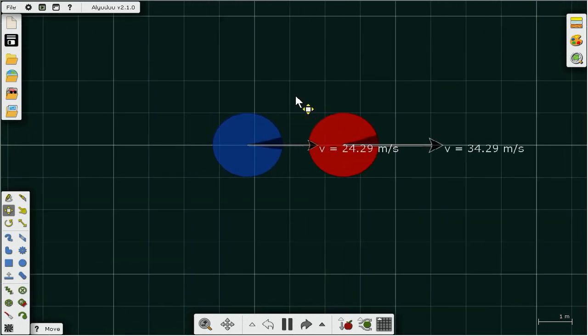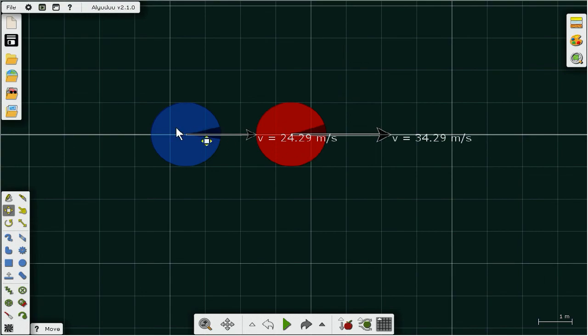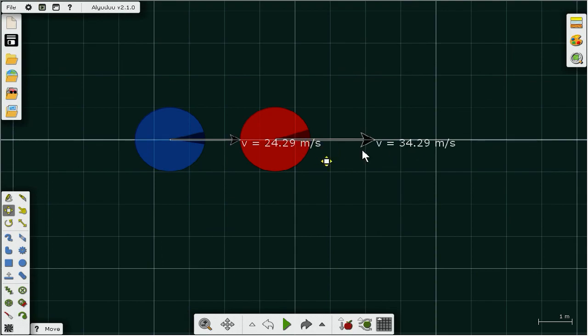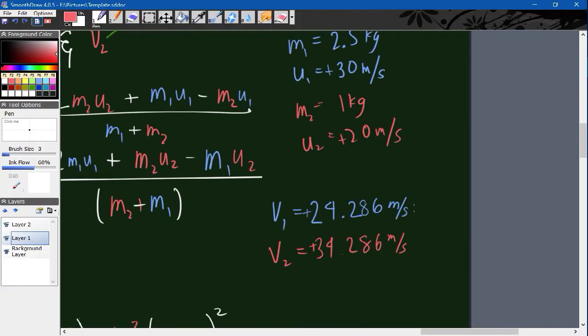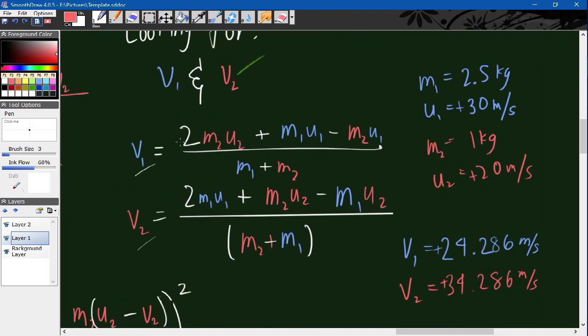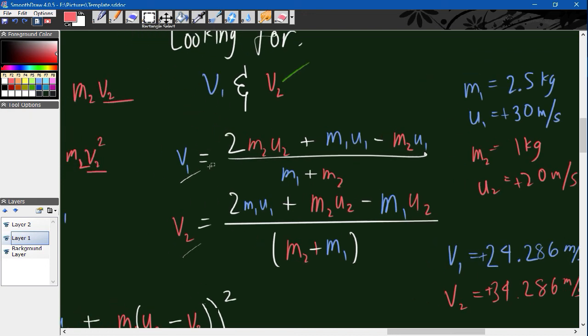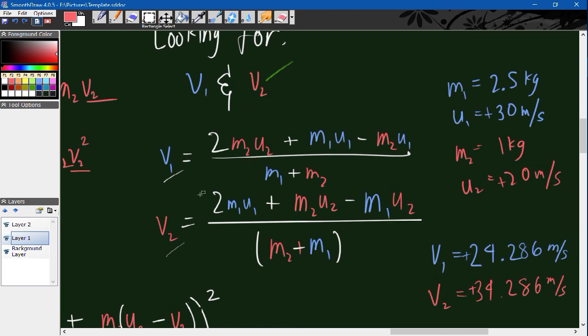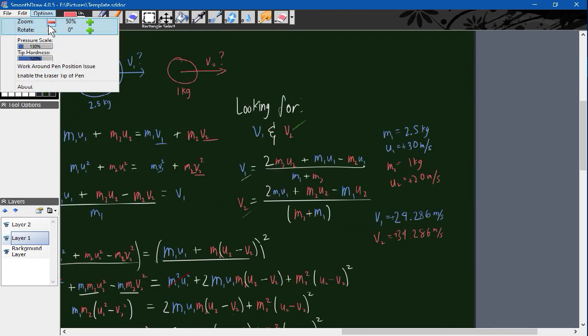This is an elastic collision. Okay, look, 24.29. That's the velocity of the blue ball. And look at that, it perfectly matches. And same here for the red ball, 34.29. Okay, we're done. So for reference, if you encounter any elastic collisions in the future between two objects with given initial masses and initial velocities, you could just use these equations.